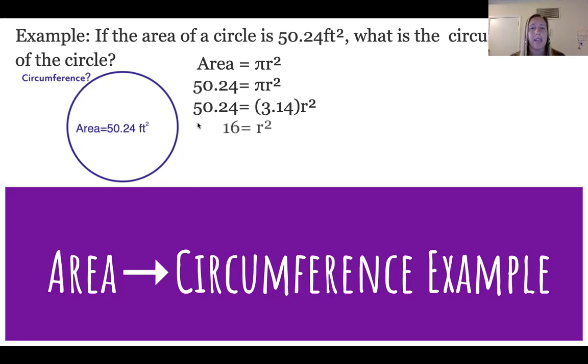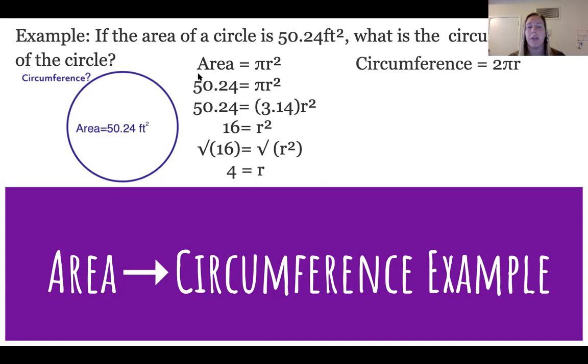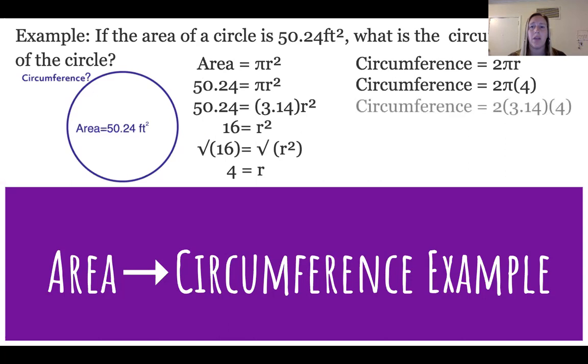So dividing both sides, I get 16 equals r squared. And then to get r completely by itself, we know at this point we use a square root. The square root of 16 equals the square root of r squared, and that will give us a radius of 4. So now I'm asked to find the circumference, so I'm not done yet. I'm going to plug in my 4 for the radius in our circumference formula. And we actually already did this. 2 times 3.14 times 4 gives us 25.12. So our circumference would be 25.12 feet.